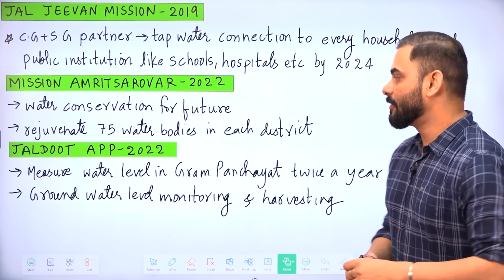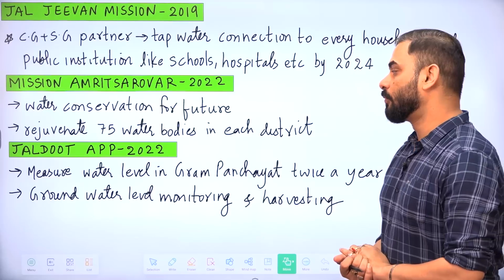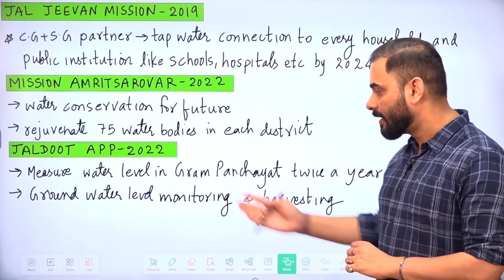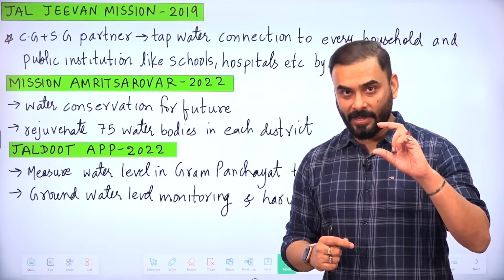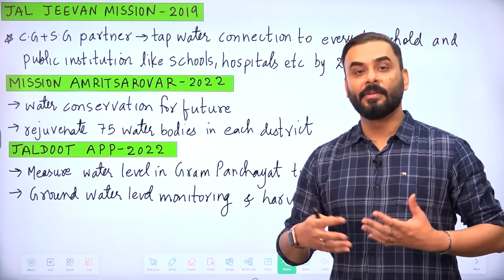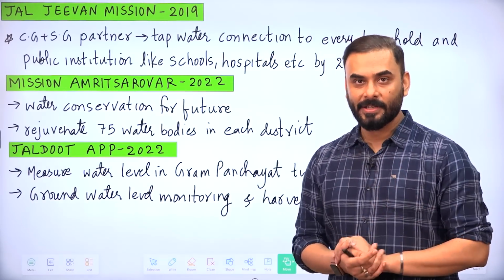Then the Government of India has also launched Jal Doot mobile app in 2022, through which the Government of India measures water level in Gram Panchayat twice a year. Once we measure the water level, then we can replenish the water and maintain the groundwater level at a certain depth.